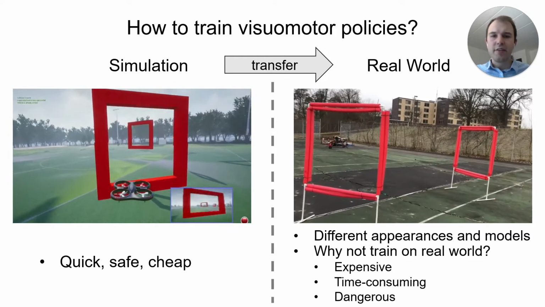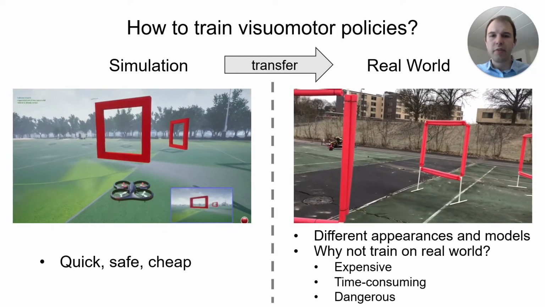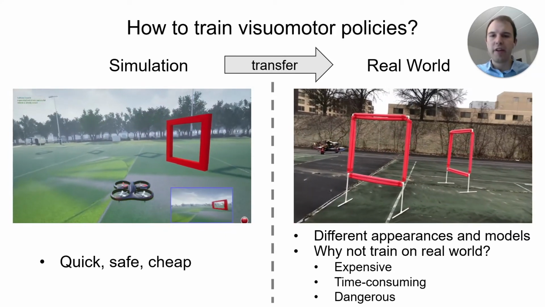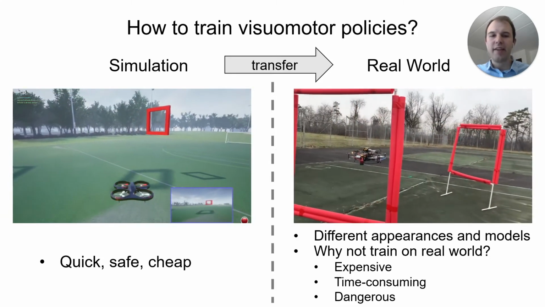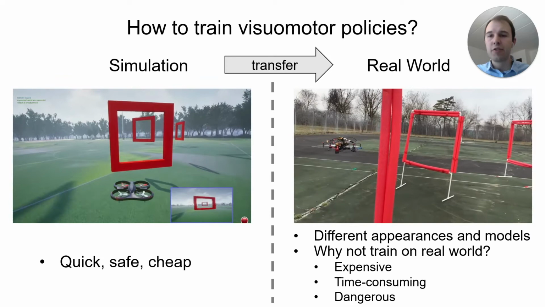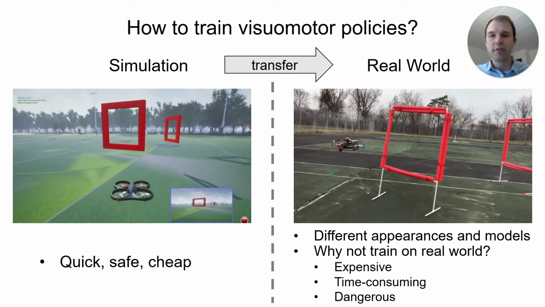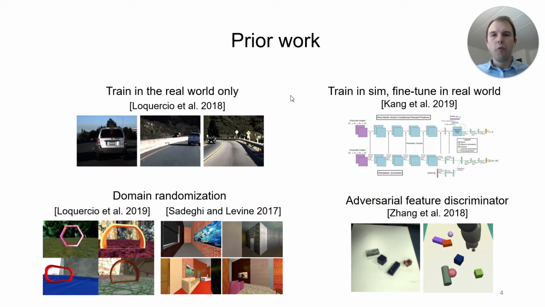And a question that arises is, so why can we not just simply train all the policies in the real world directly? And the issue is that training with real world data is expensive, time consuming, and often dangerous when you employ real robots. We find very interesting works in literature that address this gap between simulation and reality. First, we find works that actually train visuomotor policies using only real world data, but they have efficient and safe schemes to obtain this data in real life.